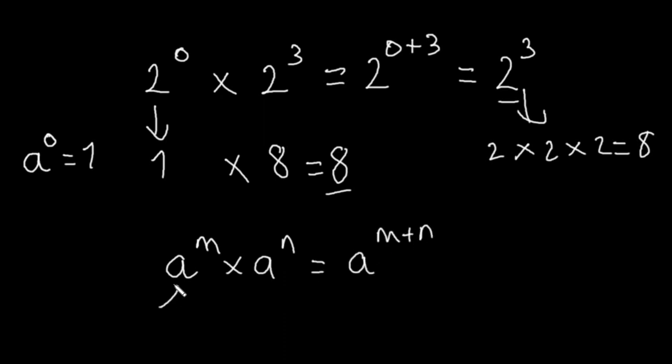And that's only if both of the bases are the same, right? If both of the bases are a, then a to the power of m times a to the power of n equals a to the power of m plus n. So notice it wouldn't work if, let's say, we had 2 to the power of 1 times 3 to the power of 2. Notice here we can't add the powers because we have different bases. We have 2 and we have 3, so we can't do anything for an example like this.